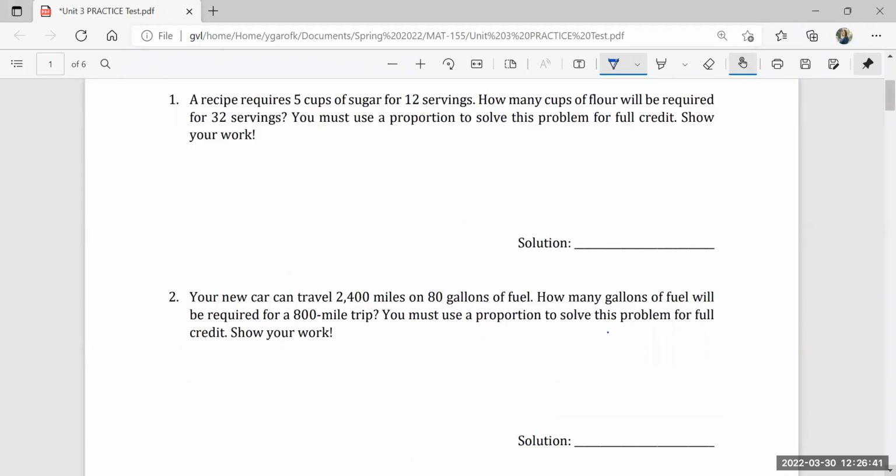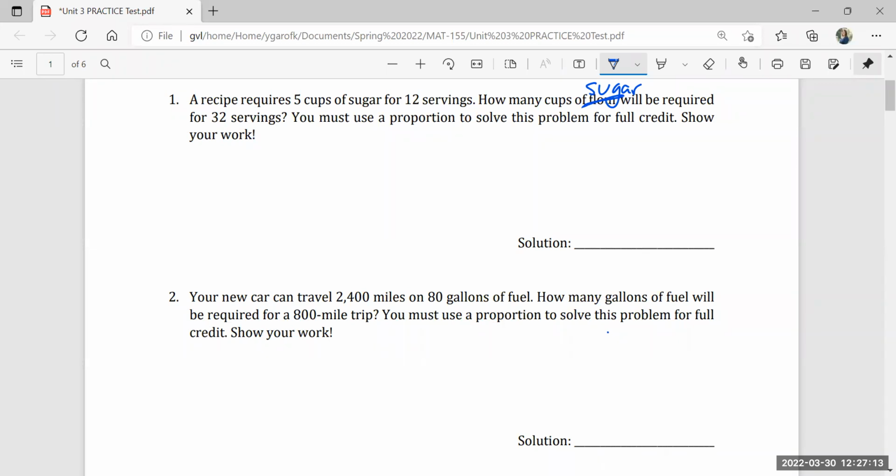The first question that we see has a recipe requiring 5 cups of sugar for 12 servings. And we want to know how many cups of flour, that should be sugar, see, I'm losing my mind, will be required for 32 servings. I'll go ahead and fix that. So we have to use a proportion here to solve. You can guess that your test must say flour or sugar, and I didn't change one of them, huh?